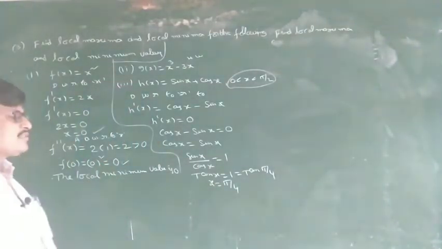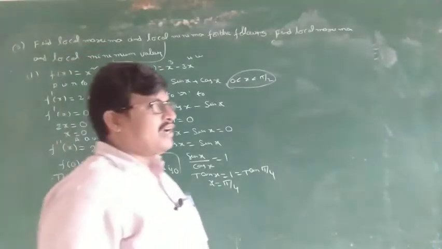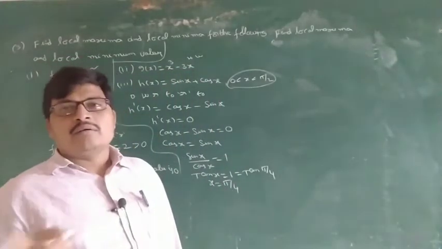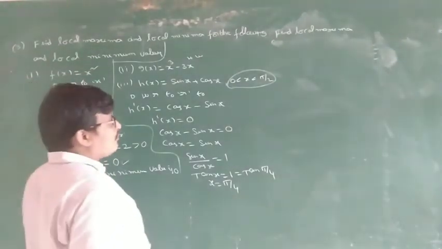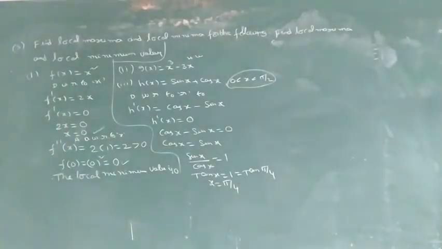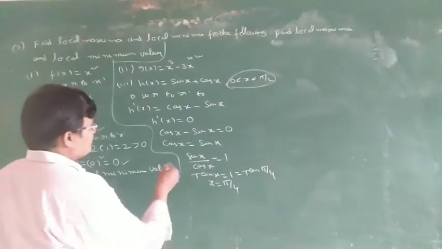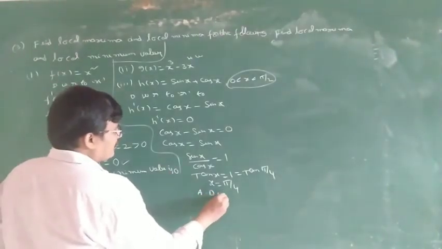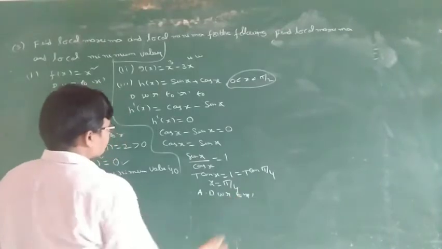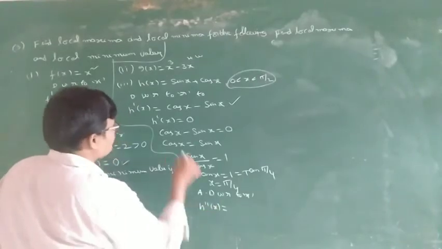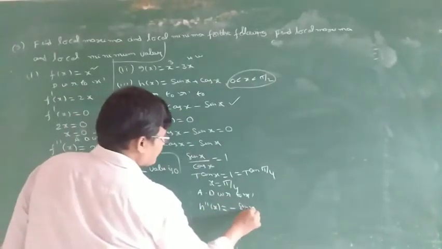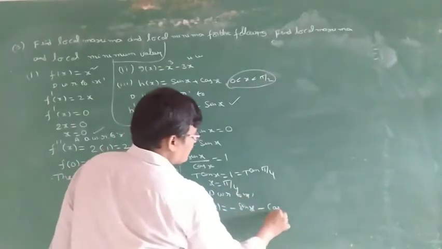But x is a single value, which means the given function has either a minimum value or a maximum value. How do we decide which? Second derivative test, which means taking the derivative with respect to x again. This is h dash of x; now h double dash of x. H double dash of x is equal to cos x derivative, minus sin x; minus sin x derivative, cos x.